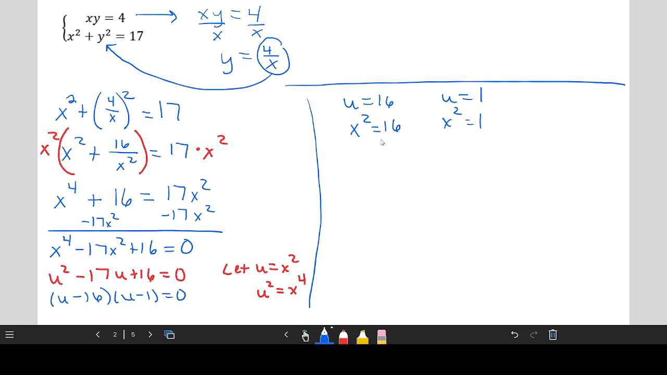And now just be careful. Remember that there's two numbers you can square to get 16. And there's two numbers you can square to get 1. So we actually end up with 4 different x values here: 4, negative 4, 1, and negative 1. So for each of those we need to find the corresponding y value because remember the solutions are points where these two graphs intersect. So it looks like there's going to be 4 different points here.